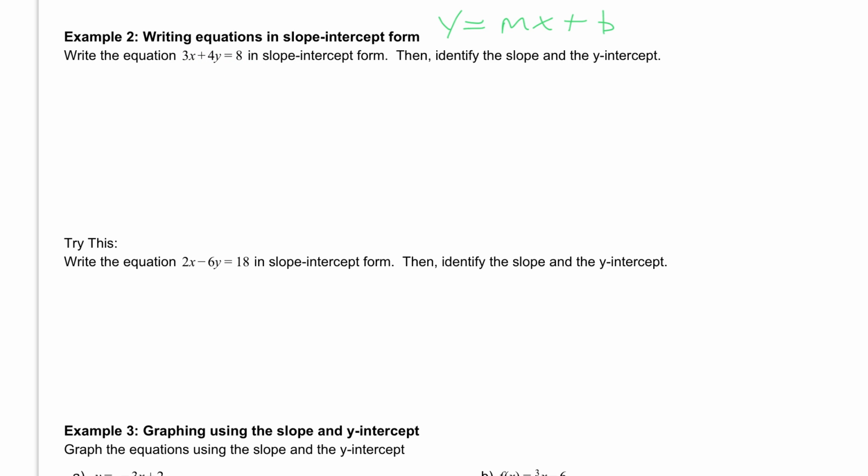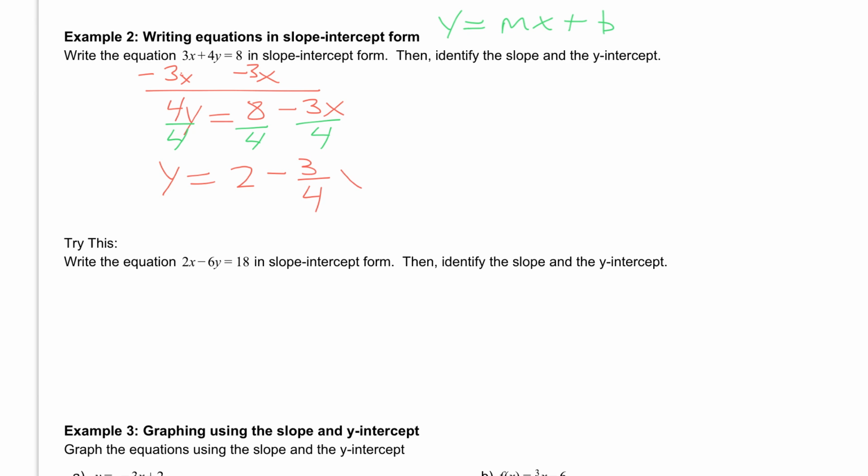If I solve for y, the first thing I would have to do is subtract 3x from both sides. That gives me 4y equals 8 minus 3x. Then I need to divide everything by 4. And I get y equals 2 minus 3 over 4 times x. So that's slope-intercept form. Then we have to identify the slope and the y-intercept.